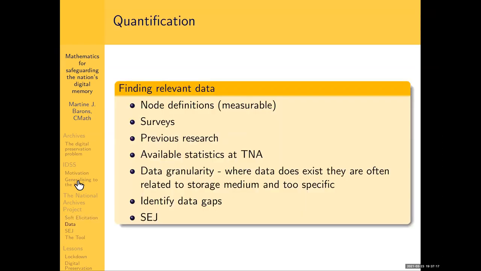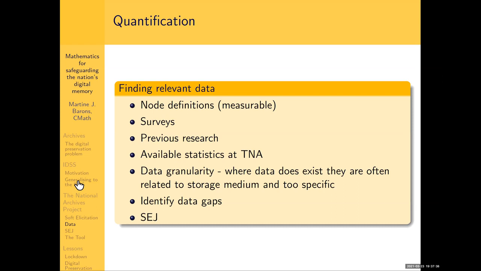So, finding relevant data. We do need all the nodes to be measurable. They have to be defined. We need to know whether something is on or off, yes or no, high, medium or low, whatever. All these have to be defined. And that was a lot of work for Tace and Hannah, but they got through it.